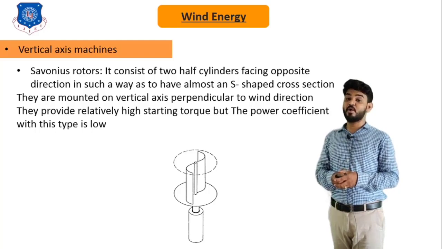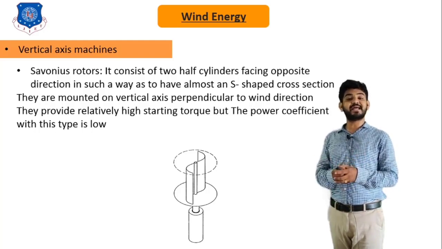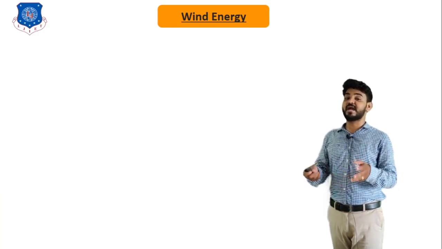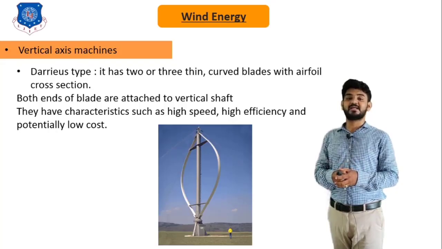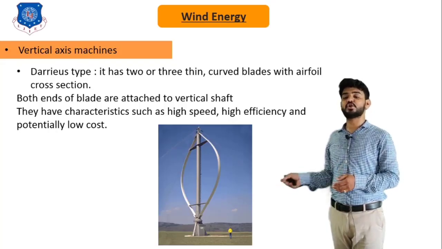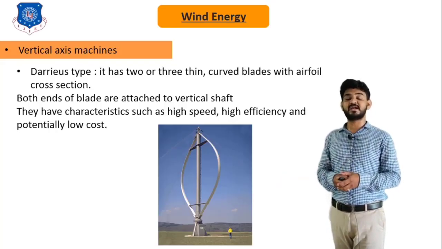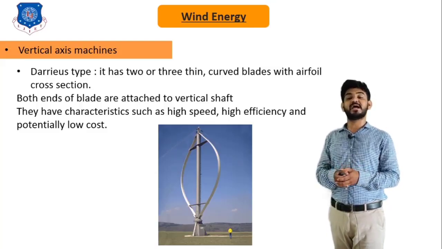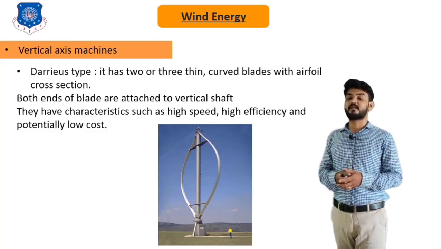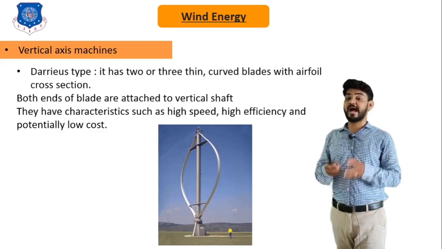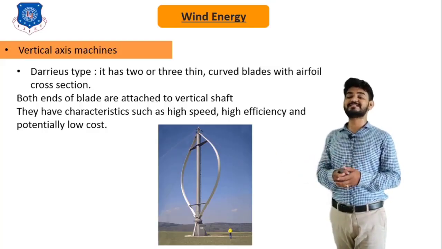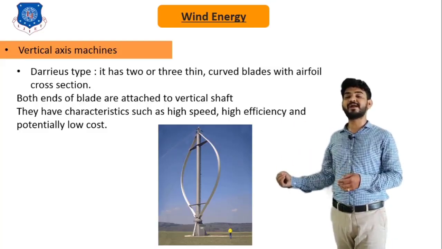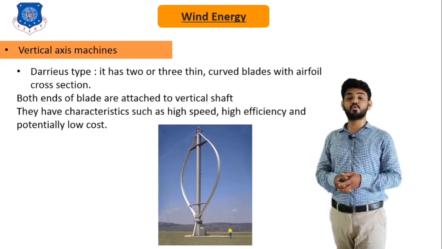Now let's move to the next vertical axis machine, and that is the Darrieus type of wind energy collector. It has 2 or 3 thin blades, as we can see in this image. These blades are curved with an aerofoil cross section. Both ends of the blade are attached to a vertical shaft.